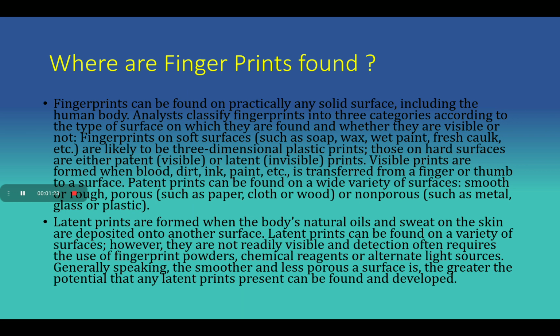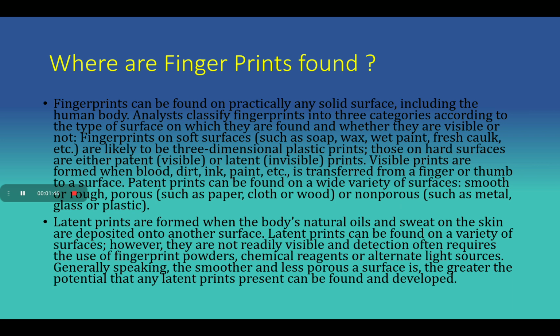Visible prints are formed when blood, dirt, ink, paint, etc. is transferred from a finger or a thumb to a surface. Patent prints can be found on a wide variety of surfaces, smooth or porous such as paper, cloth or wood, or non-porous such as metal, glass or plastic.